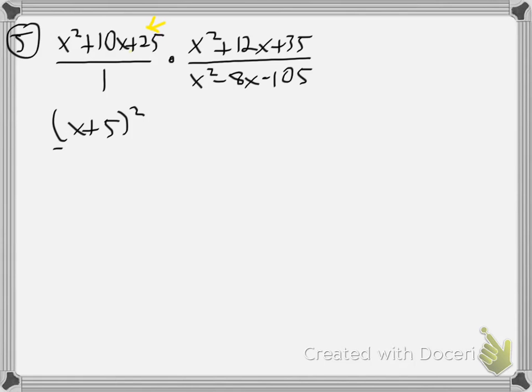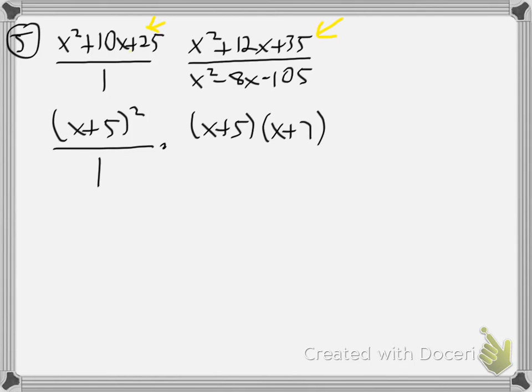If you like, you can put it over 1 times. What are the factors of 35 that add to 12? 7 times 5 is 35, so that's quite easy as well. x plus 5, x plus 7. And I just realized I copied the problem down wrong. That always causes people trouble.